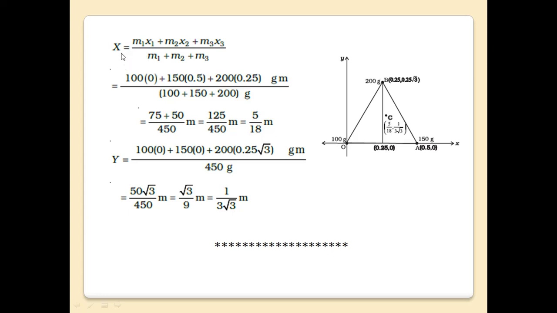So you know there's a formula x equals m1x1 plus m2x2 plus m3x3 by m1 plus m2 plus m3. When you work out this formula, you get the x coordinate to be 5 by 18. And y equals m1y1 plus m2y2 plus m3y3 divided by m1 plus m2 plus m3. So again we get the answer to be 1 by 3 root 3. So the coordinates of the center of mass is 5 by 18, comma 1 by 3 root 3.